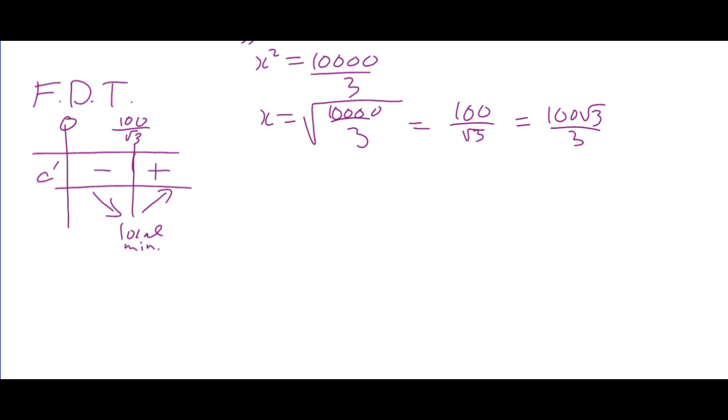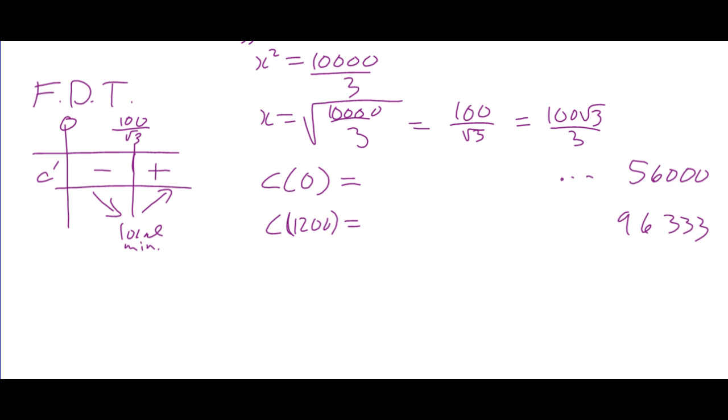Is it the absolute minimum? Well, we would have to take x be 0, so the cost of 0 is equal to 56,000. Okay, give me 2 more seconds, I'll just write out the rest of it. The cost of 1,200 would be 96,333, and the cost of 100 over root 3 is equal to 54,928.